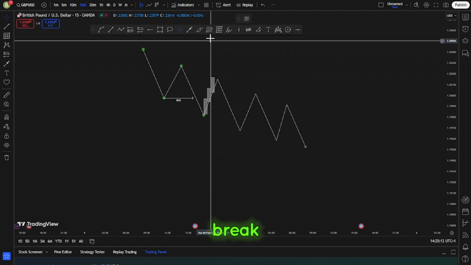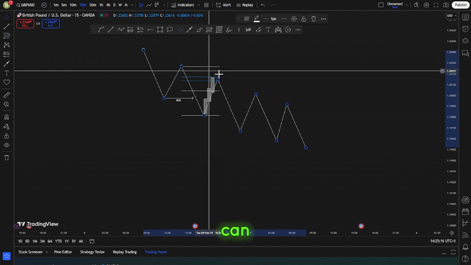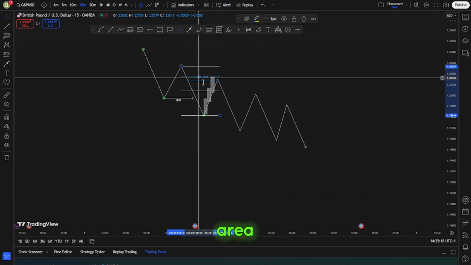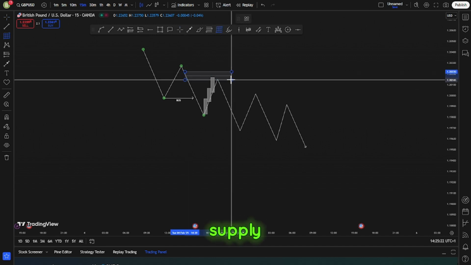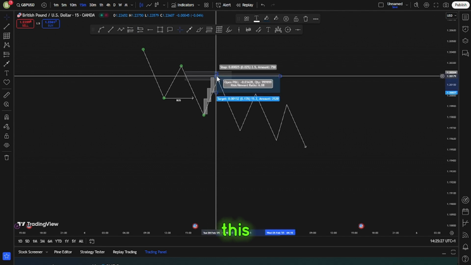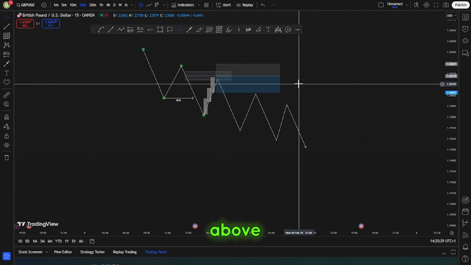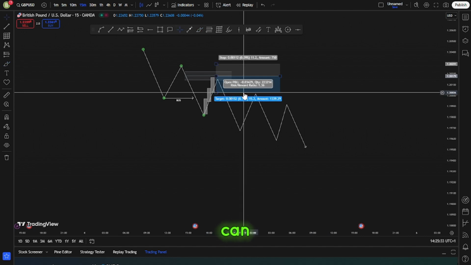And then after having this break of structure, you use your Fib tool from the high to the low. Then you can determine your supply area that you can sell from. Let's say maybe around this point, this is your supply. Then that is when you place your sell limit within this point. Then your stop loss could be just above, or you can just wait for a confirmation here on the lower time frame so that you can get protected, guys.